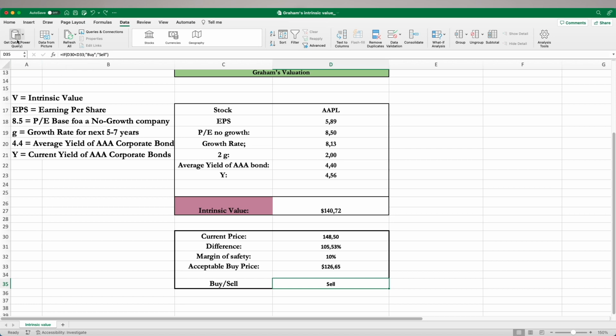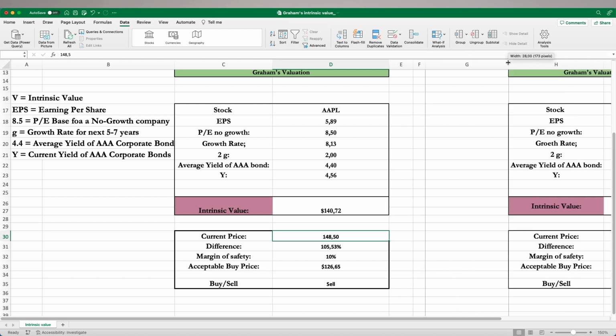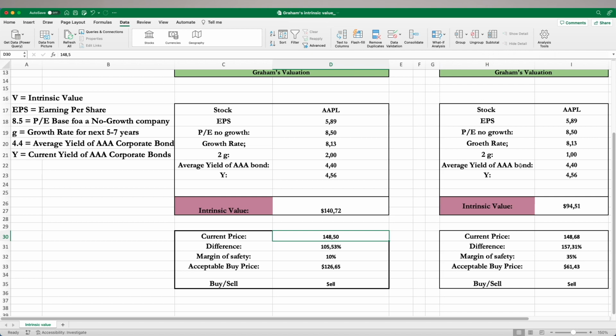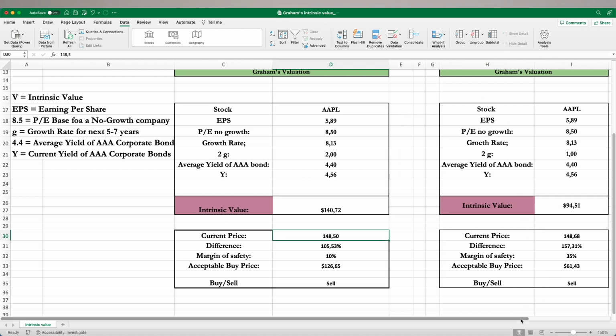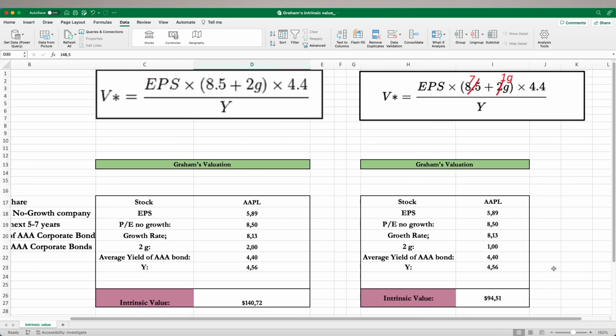So that's one thing. But it has been seen previously for a lot of stocks that the formula used for Graham valuation was not correct, and some modification has been made in order to see the real valuation of a company. In this case, they have changed the value of the constant 8.5 to 7 and the 2 to 1. The rest of the formula stays the same.